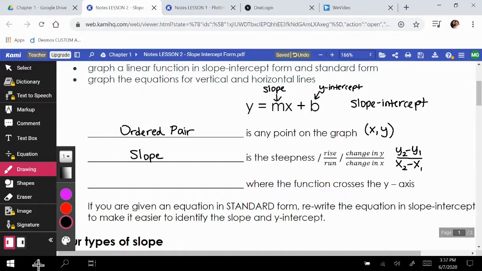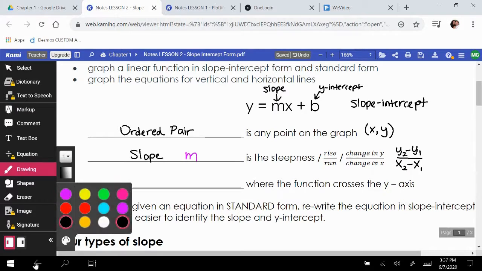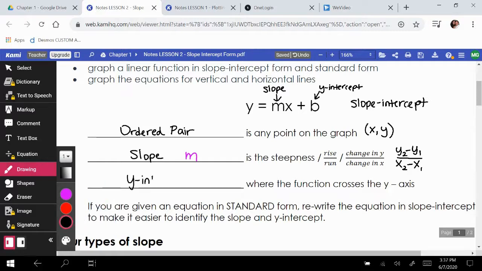And keep in mind, in slope-intercept form, we look at m in order to figure out what the slope of the line is. Blank is where the function crosses the y-axis. That would be the y-intercept. Okay, we always write a y-intercept 0 comma y, or in this case 0 comma b, because if we're using slope-intercept form, it's that b value that's going to tell us where the y-intercept is located.